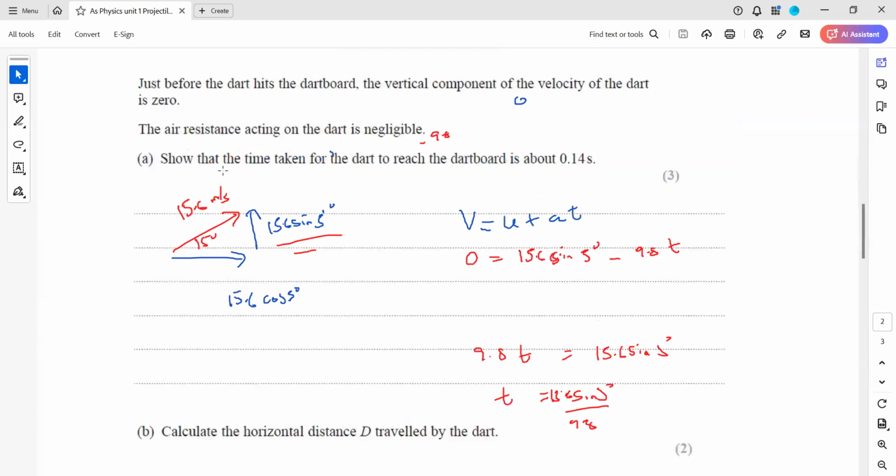So when we divide, this will give us the time the dart will take to reach the dartboard. That is about 0.139 seconds. So the value of t, 0.139 second, is about 0.14. Then calculate the horizontal distance. So we have the time.